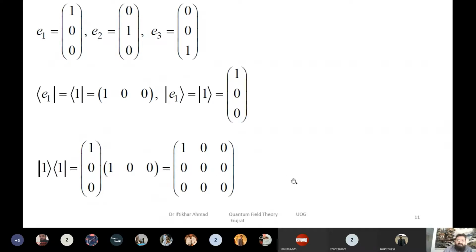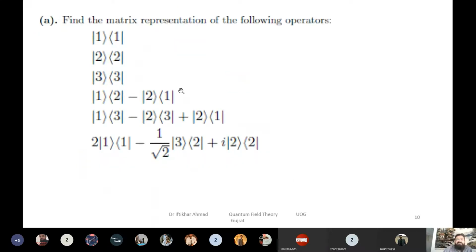Next, you can also prove these two, this and this.